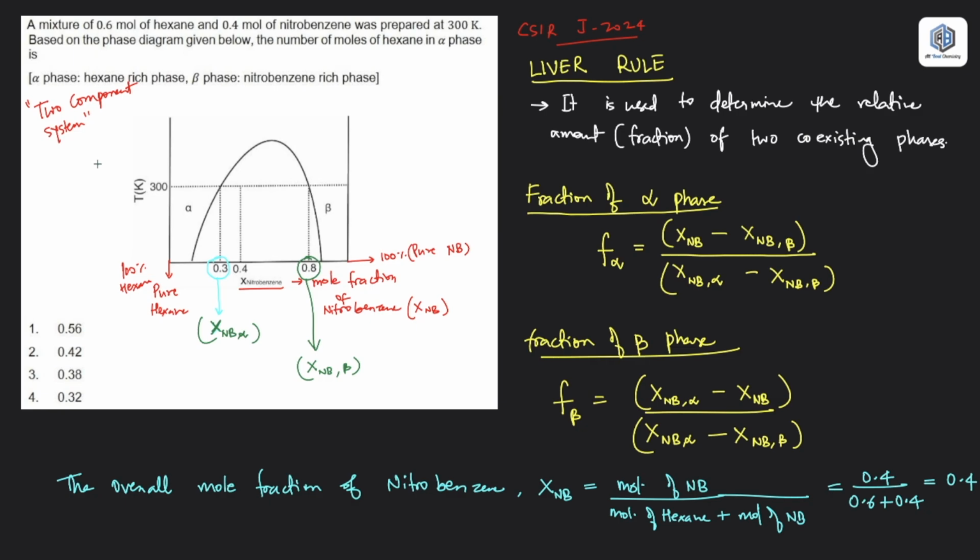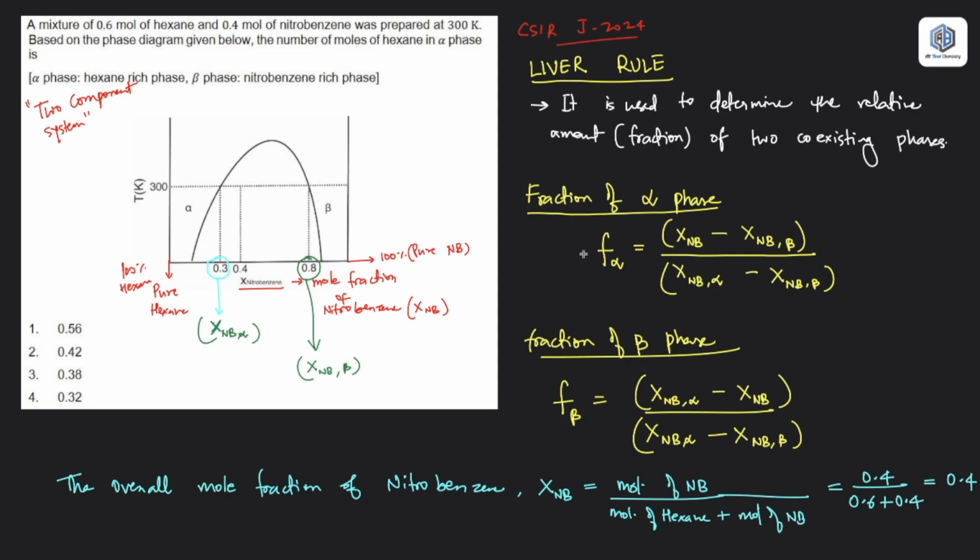Okay, so for that, let's first of all calculate the fraction of alpha phase, because hexane is in alpha phase, right? The alpha is the hexane rich phase. So let's first of all calculate the fraction, because once you calculate the fraction, it becomes easy for you to calculate the other things. I mean the mole fraction, and then you can easily calculate the other values, which is the number of moles. Okay, fine. So let's write down.